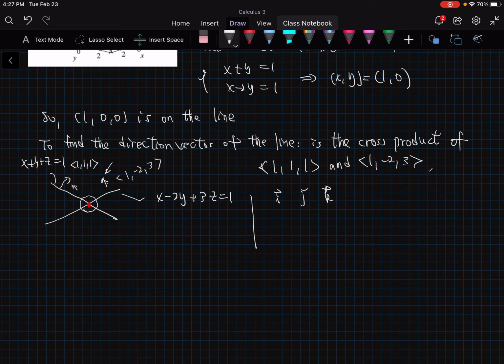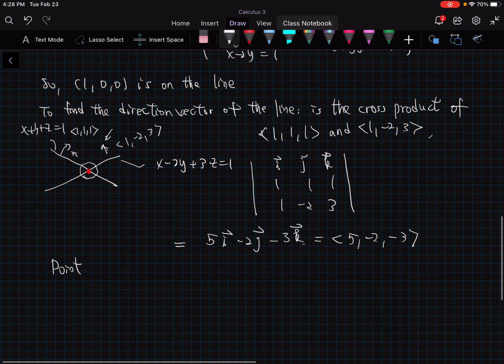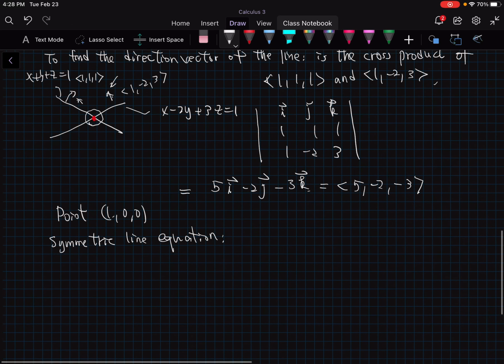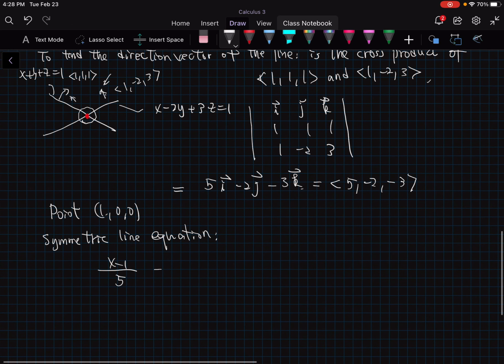So i, j, k, 1, 1, 1, 1, negative 2, 3. For time's sake, I'm going to abbreviate that. I trust that you know how to find it. That equals 5i minus 2j minus 3k. So the direction vector is 5, -2, -3. And we already know a point on the line, which is 1, 0, 0. So the symmetric line equation is x minus 1 divided by 5, y minus 0 divided by negative 2, and z minus 0 divided by negative 3. So that's our line equation.